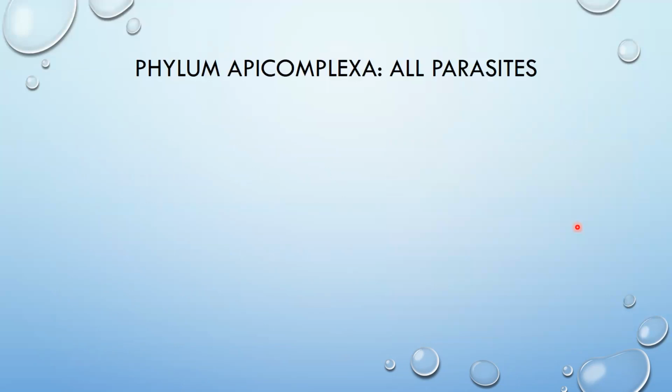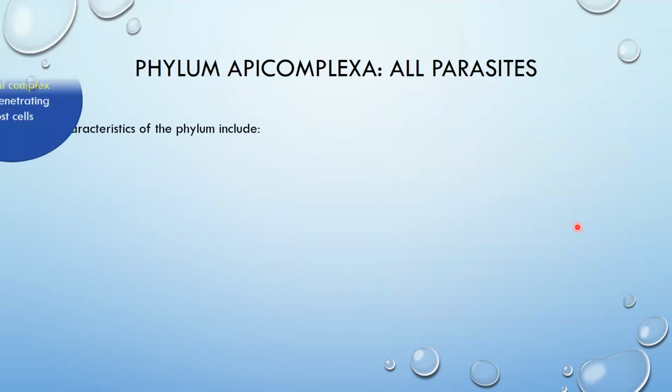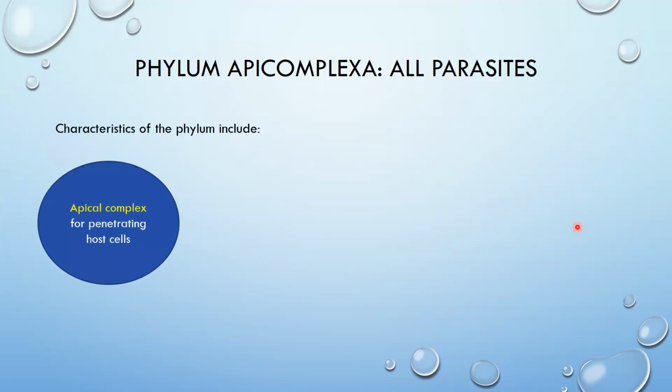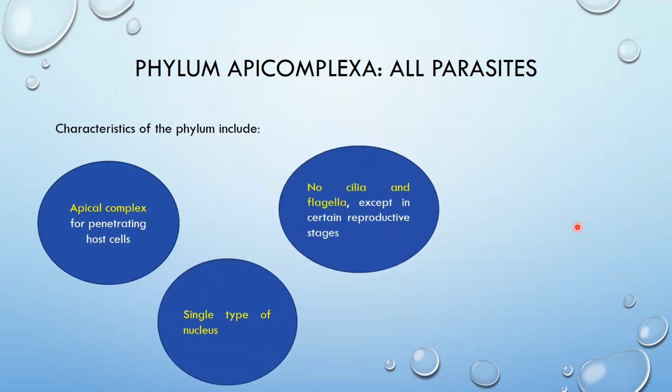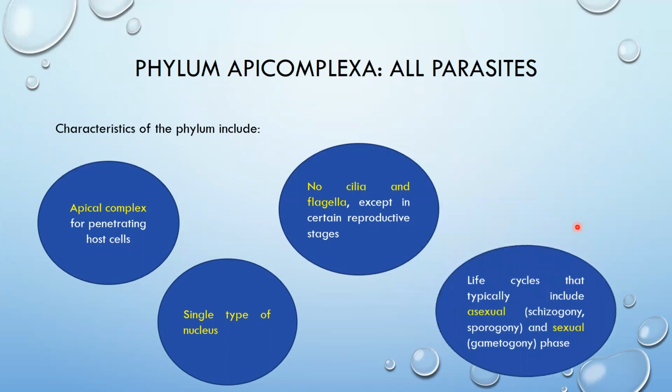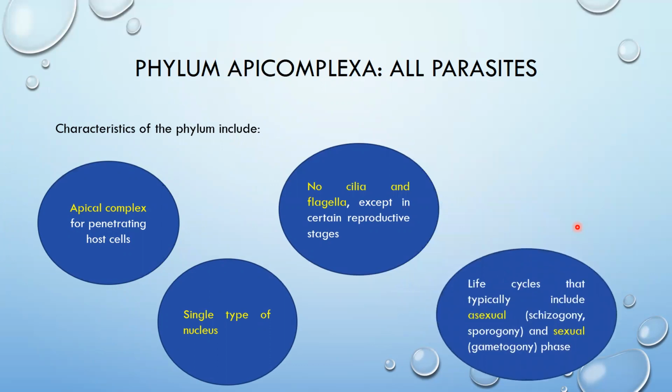So phylum Apicomplexa, they are all parasites, and their characteristics include that they have an apical complex for penetrating the host cell. They have a single type of nucleus. They have no cilia and flagella. And their life cycles include asexual stages and sexual stages. The asexual ones include schizogony and sporogony, and sexual stages include gametogony.